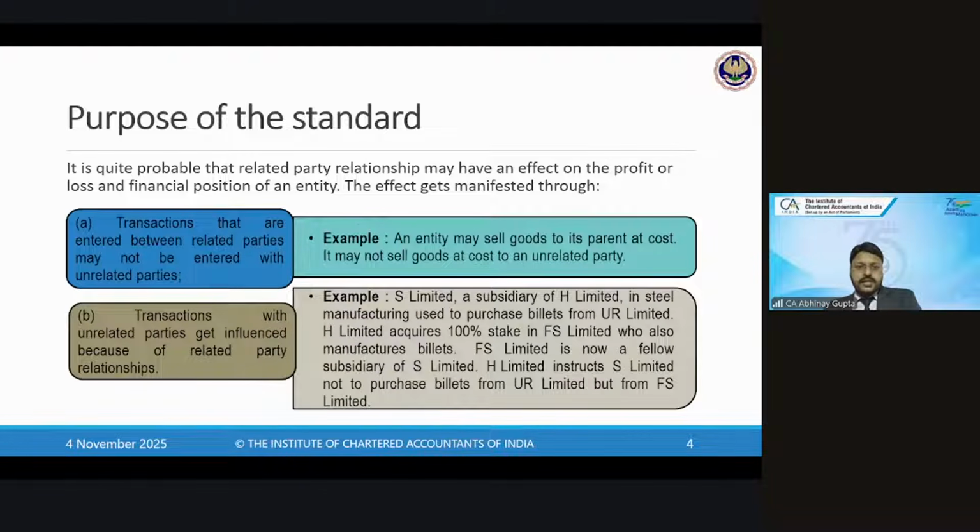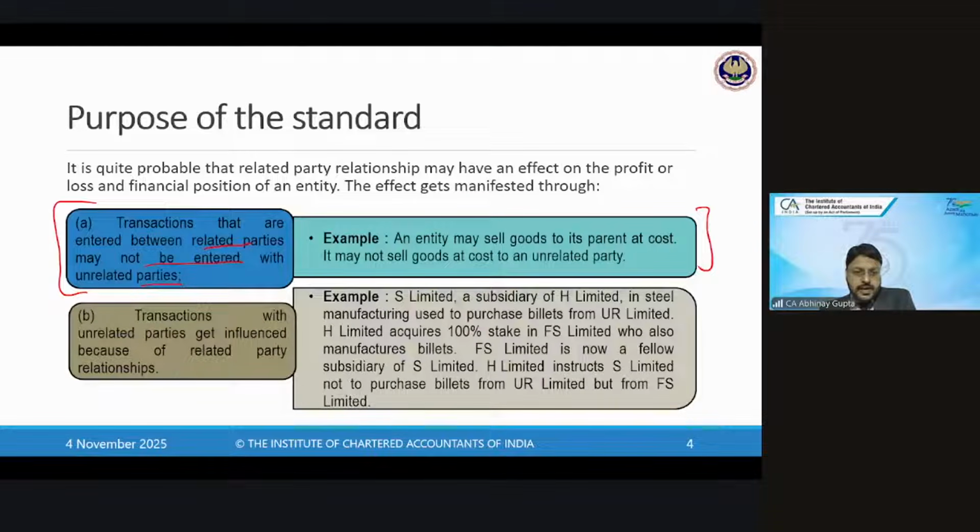So the standard is saying transactions that are entered between the related parties may not be entered with unrelated parties, right? So if any transaction is not at arm's length, then there is quite a possibility that the transaction might be getting entered into with a related party rather than an unrelated one, right? So that is one of the indicators the standard is saying is possibly there, which we need to keep an eye on.